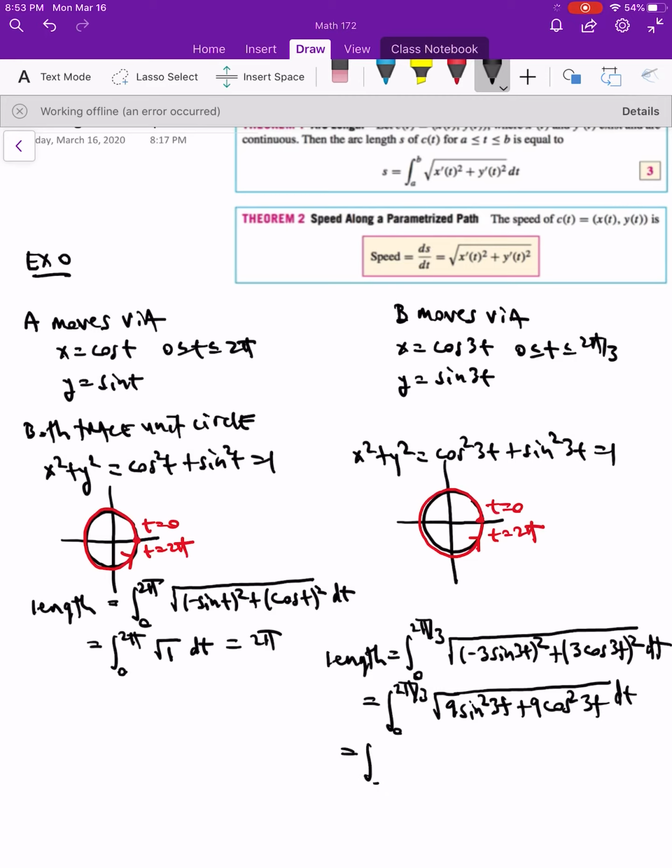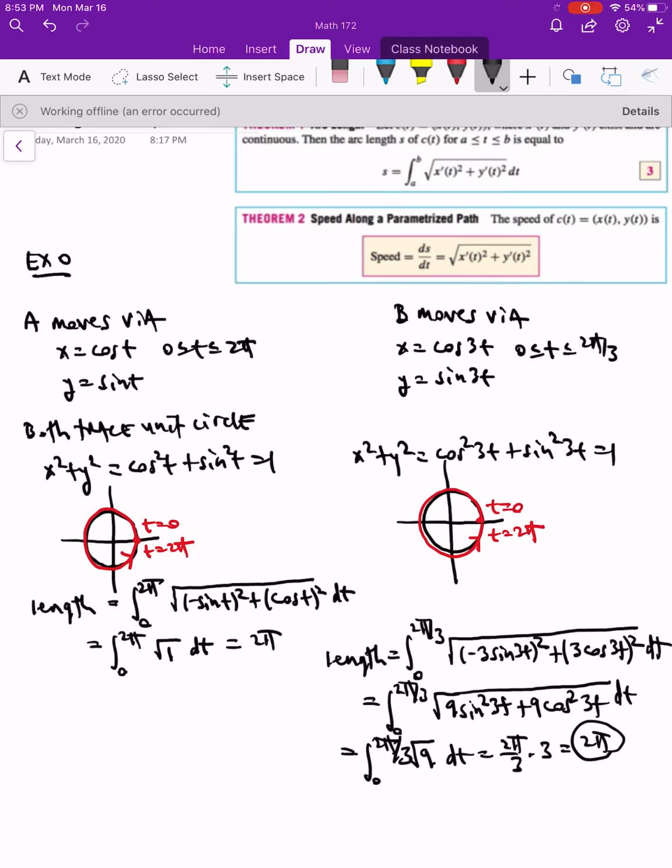Again, using the Pythagorean identity, that's 9 under the square root, and we see, well, the interval went 0 to 2 pi over 3. We get 2 pi over 3 times 3, which is 2 pi.